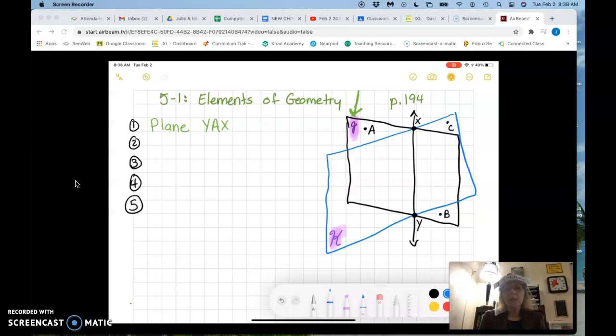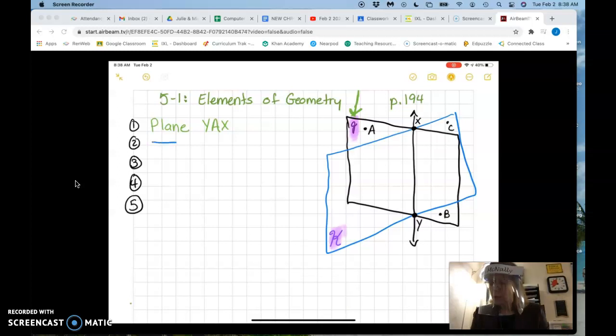So what is the intersection of J and K? The intersection of 2 planes is a line, which is going to be written like this. Okay, so line XY is where those 2 planes intersect. And we're going to write it with the little line on top.